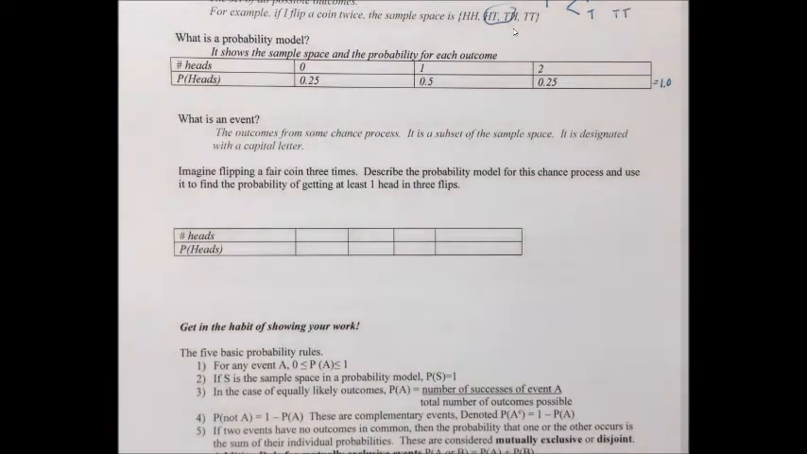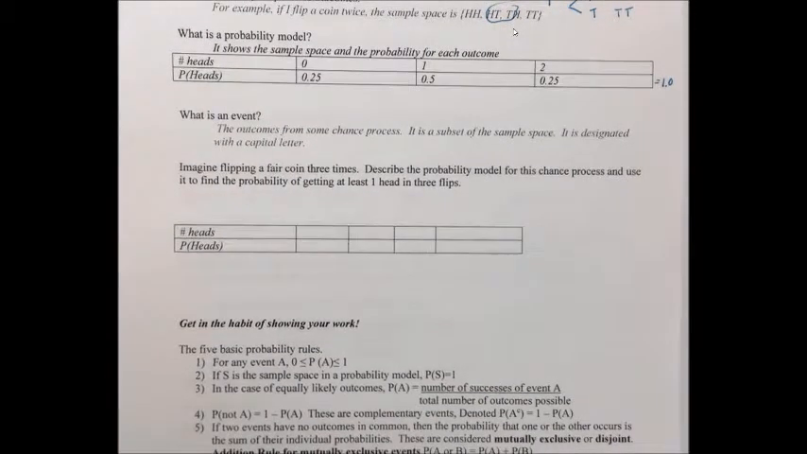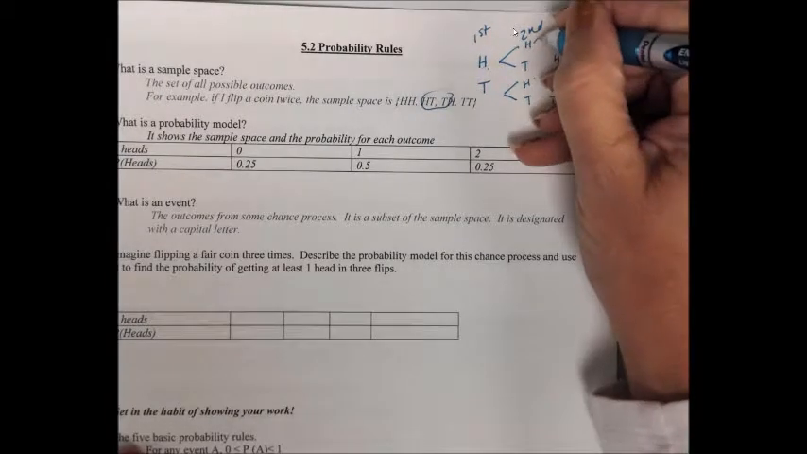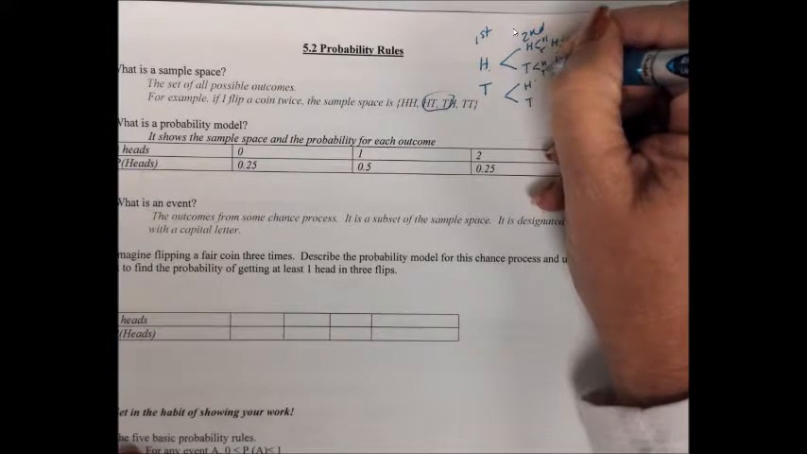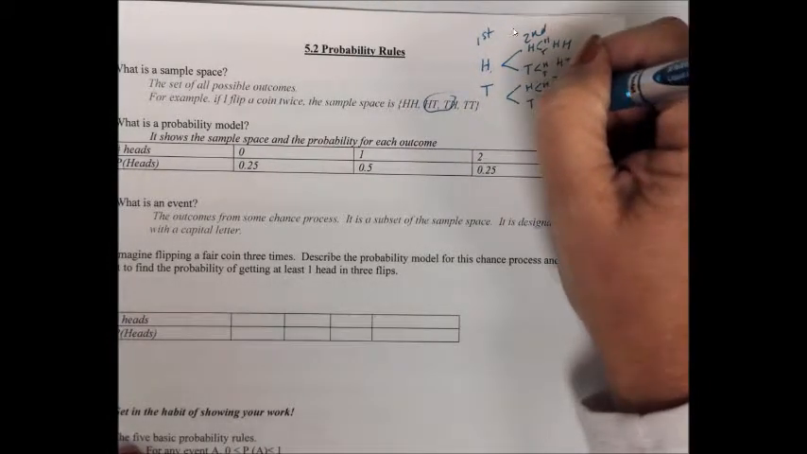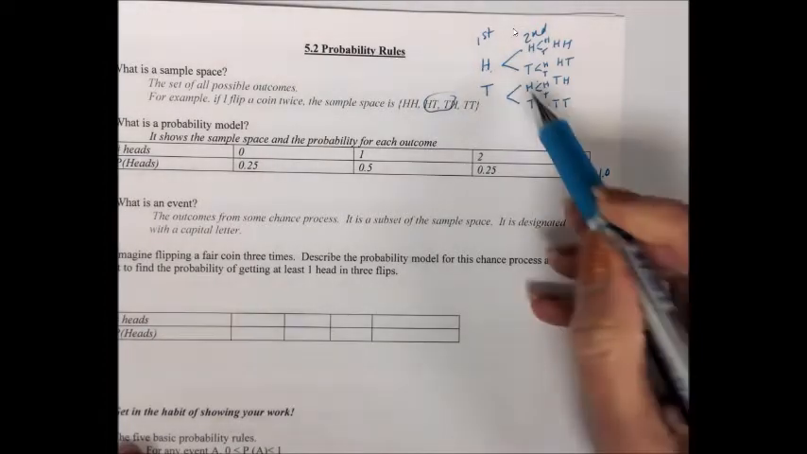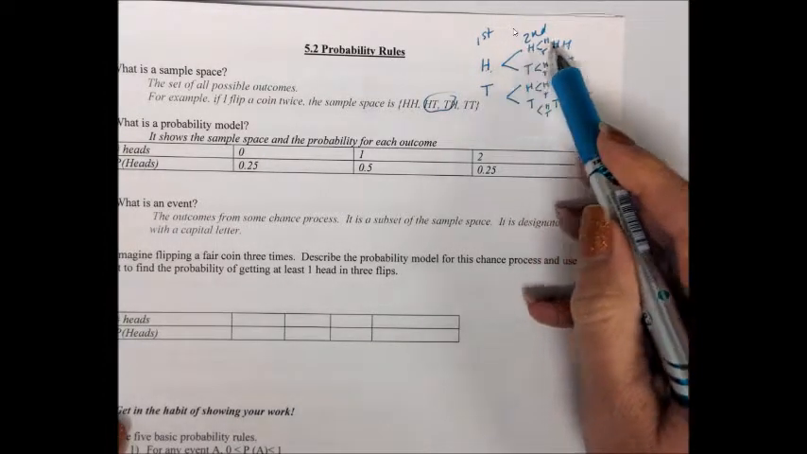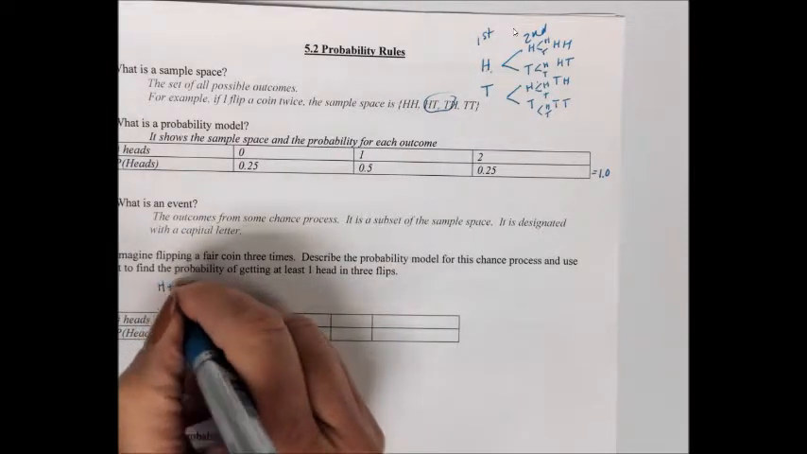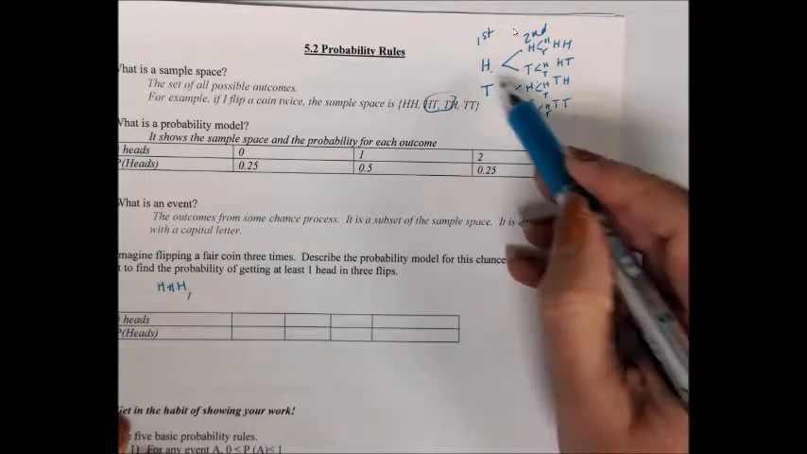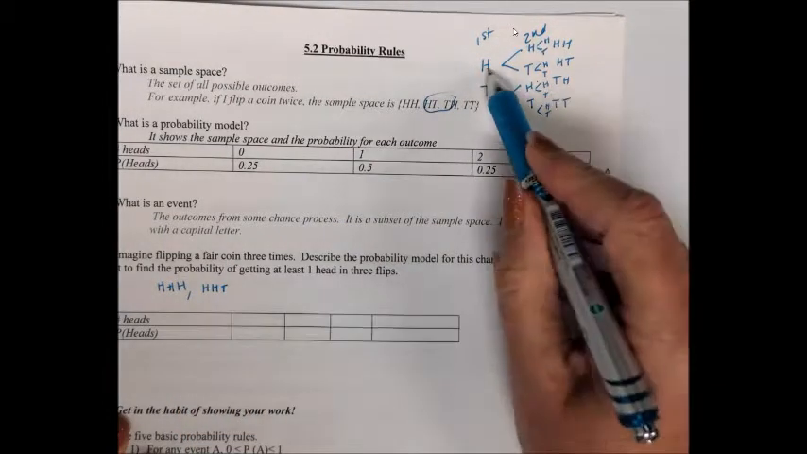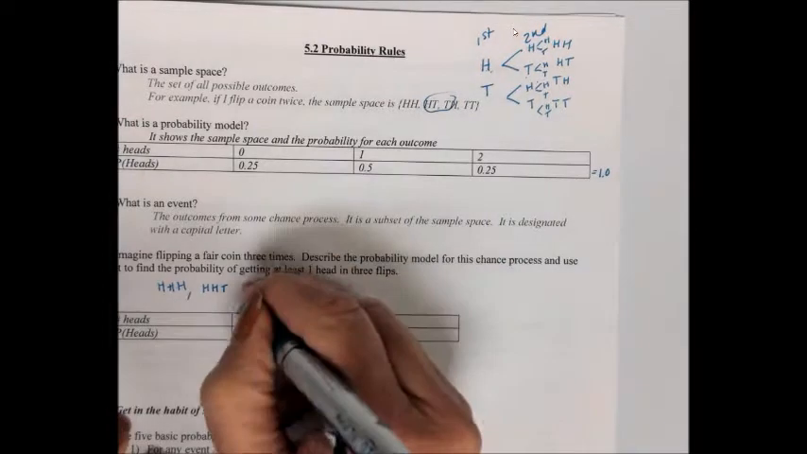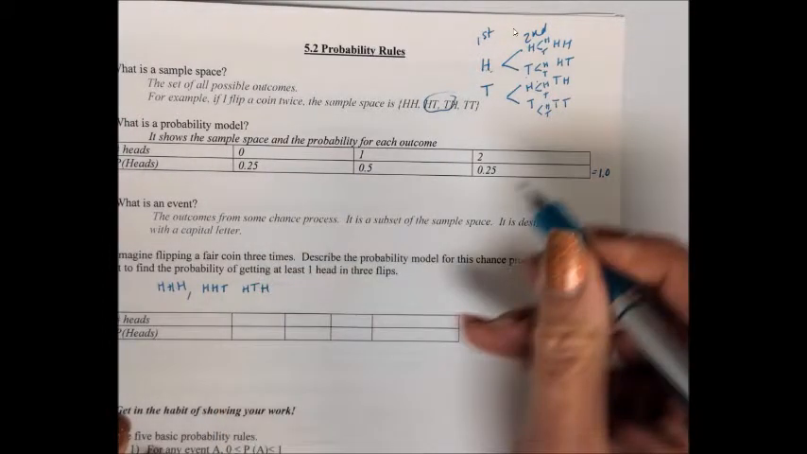So imagine flipping a coin 3 times. What are the possible outcomes? I am going to go ahead and quickly put in my 2 more little branches up here. So if I follow my branches, I could get heads, heads, heads. I could get heads, heads, tails. I could get heads, tails, heads. And I could get heads, tails, tails.